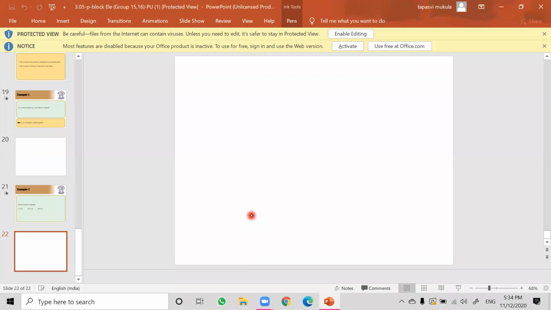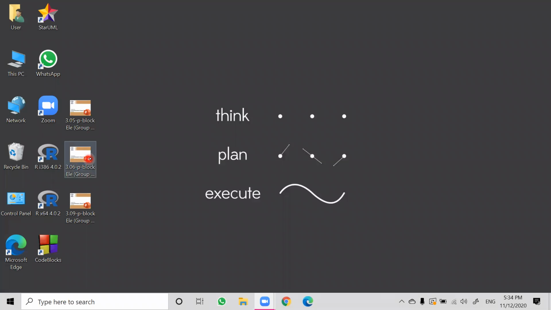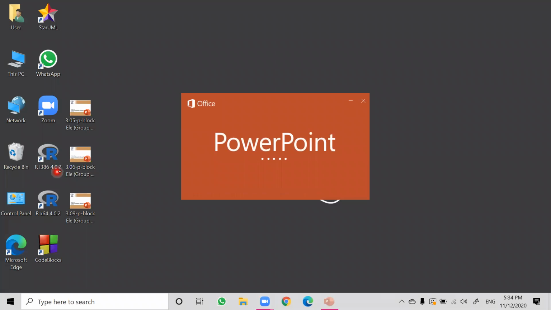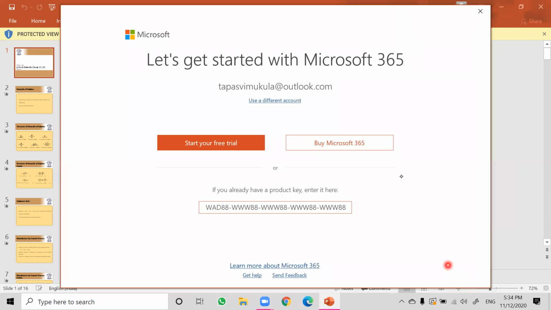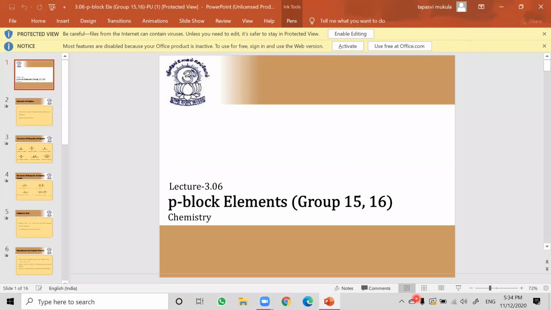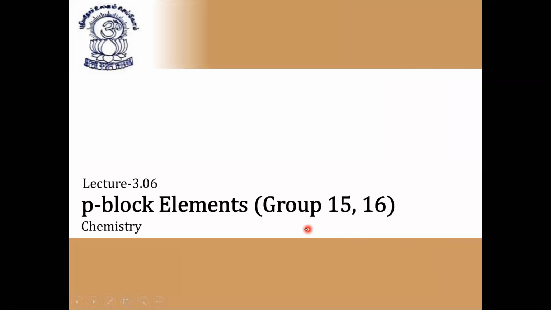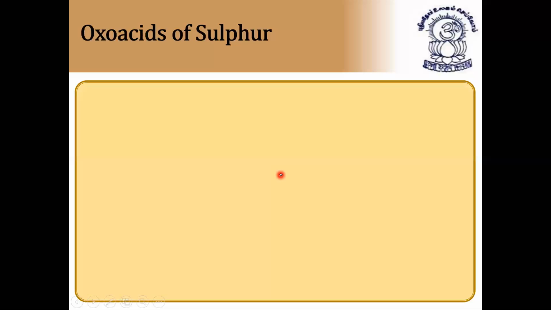Next topic in this chapter, we are done up to sulfur dioxide. Now we'll do more about sulfur, that is, oxoacids of sulfur in this class. Like how we have done oxoacids of nitrogen and phosphorus, now we are going to do oxoacids of sulfur. This is very, very important for competitive exams, so please note down all the points in this topic. They can ask any question from this chapter, so oxoacids of sulfur is very, very important.